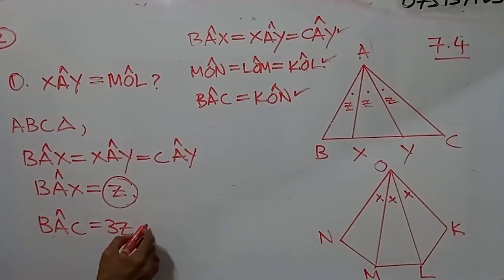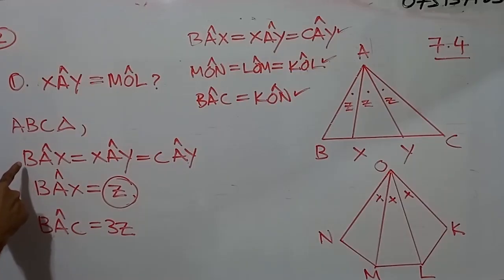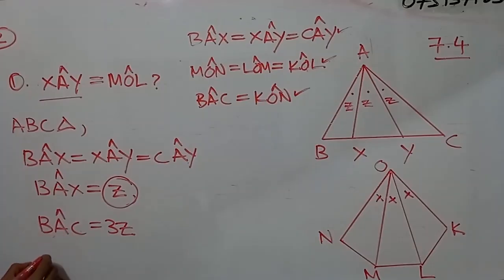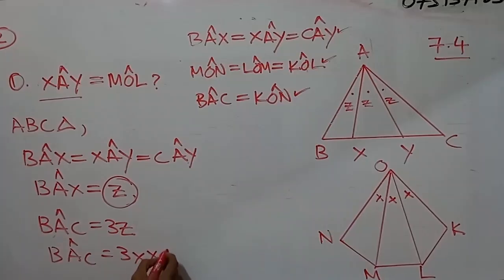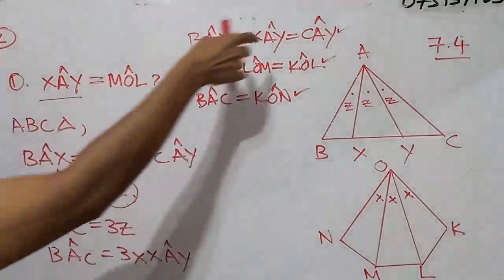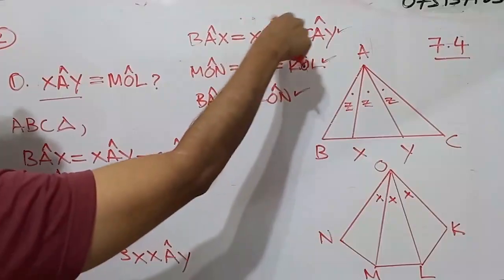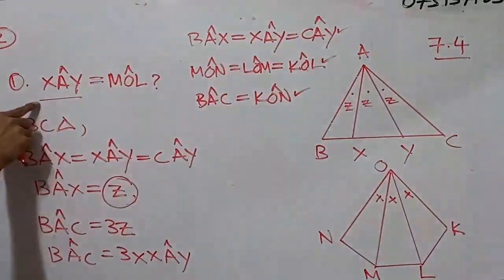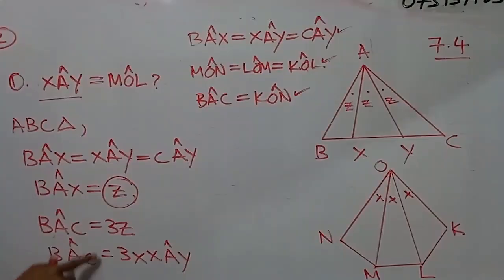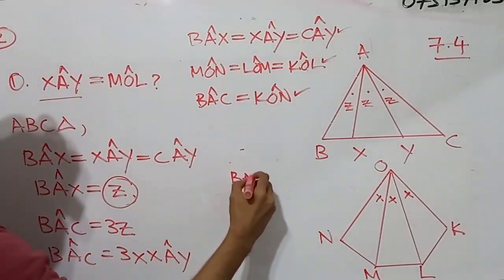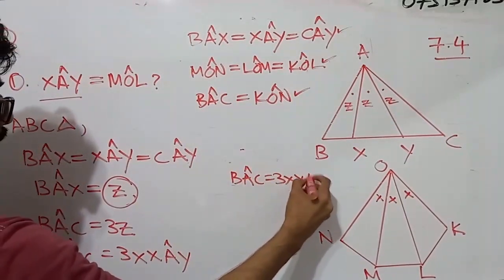So in another way, I can write this as what? Now what has been given here is XAY, right? Then we can write this as: angle BAC is equal to what? 3 times XAY. Right? All of these are equal. So it is better if we write the total angle BAC in this manner: angle BAC is 3 times XAY.